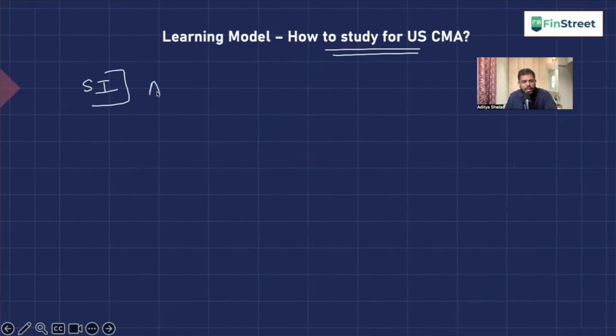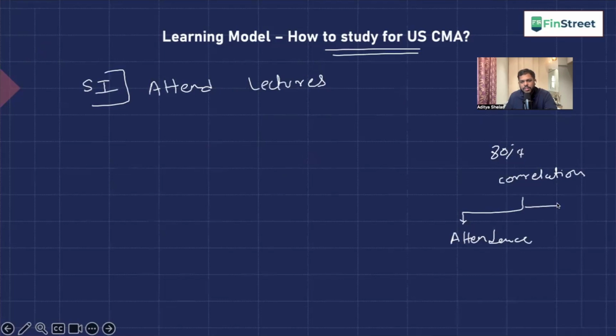Step number 1, attend lectures. I'm telling you, I have found around 80+% correlation, correlation meaning relation between two things, of attendance and passing percentage. So even though all lectures are available on our LMS, please make it a point to attend live lectures.